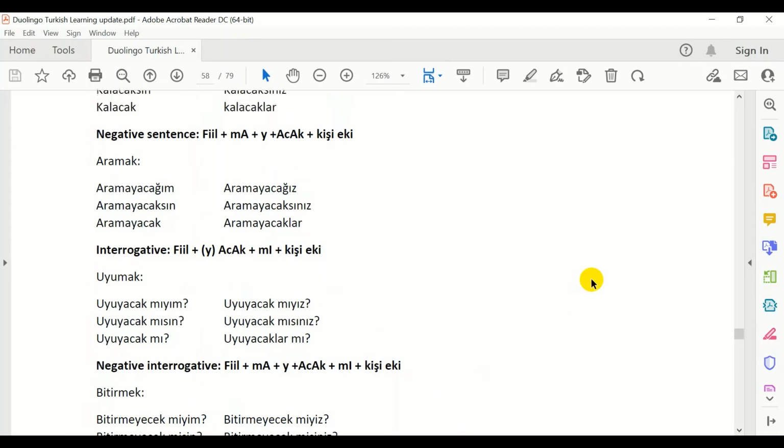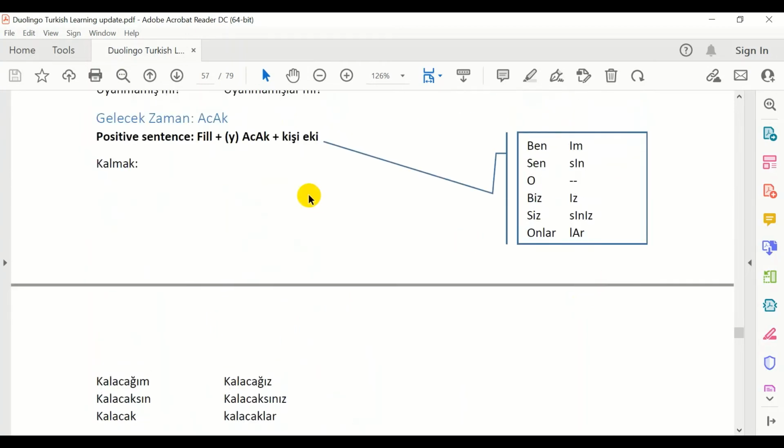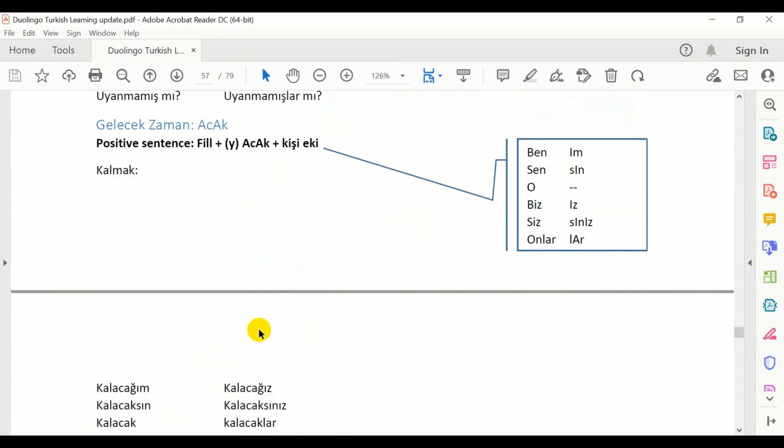It means generally you should know the positive structure and the negative structure. Then you can change them to interrogative as well. Or generally, and more importantly, you need to learn only the positive sentence. And when you learn the positive sentence, you can change it to a negative sentence by adding the negative suffix before the tense suffix, and then you can change that to question form as well.